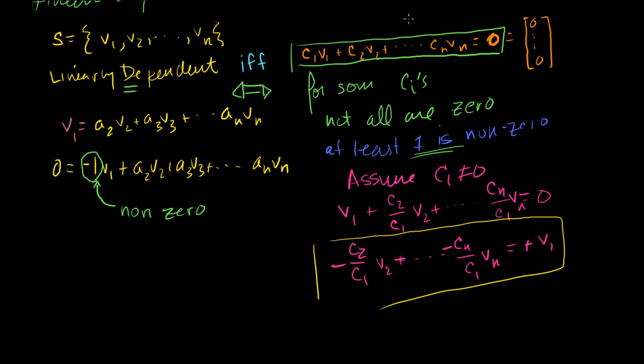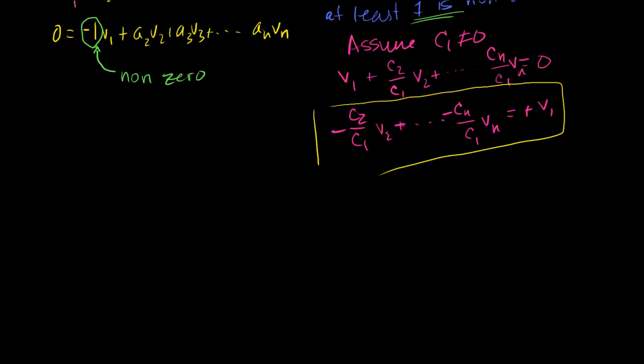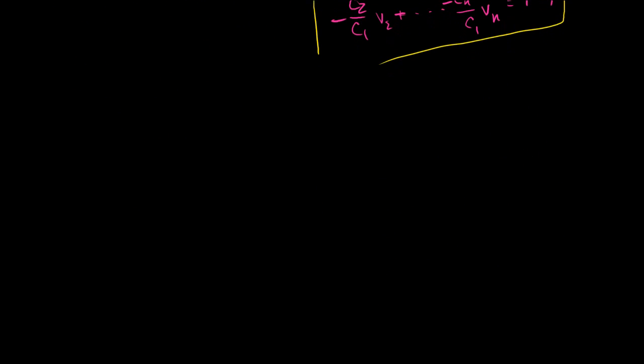You might say, hey, Sal, why did you go through all of this effort? And I went through all of this effort because this is actually a really useful way to test whether things are linearly independent or dependent. Let's try it out. Let's use our newly found tool. So let's say I have the set of vectors.